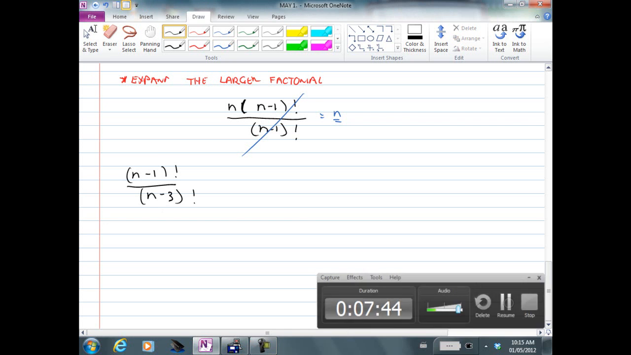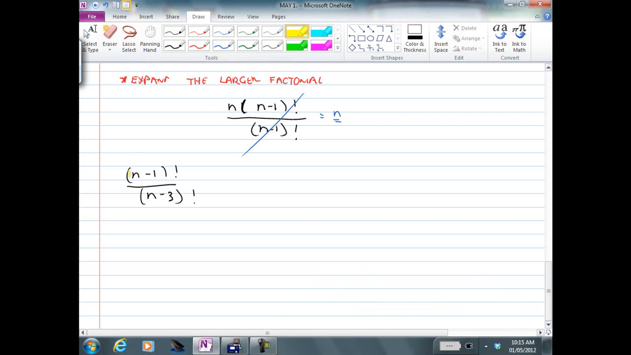Good luck. See, I look at this and I look, hey, the top one's the large one. So I'm going to expand out the top one. If you expand out the top one, you get n minus 1. What's next after n minus 1? n minus 2. What's next? What's after n minus 2? n minus 3, and so on.